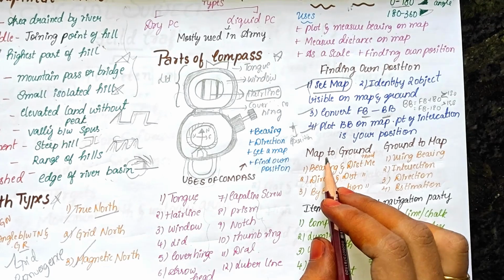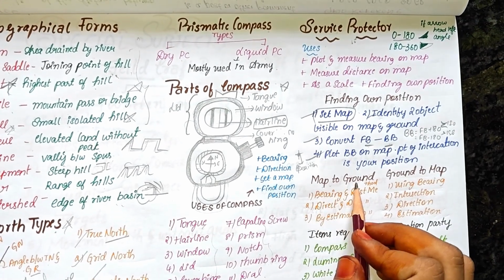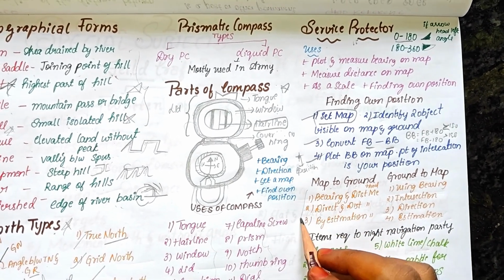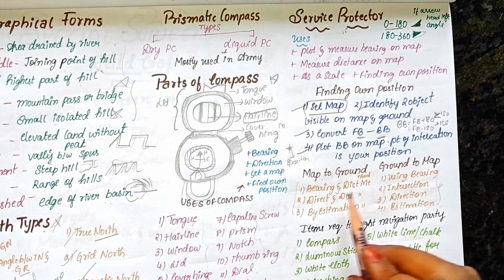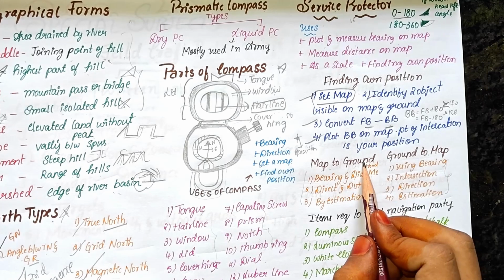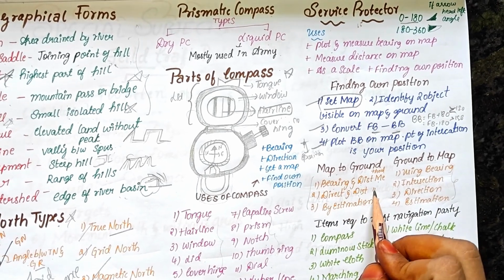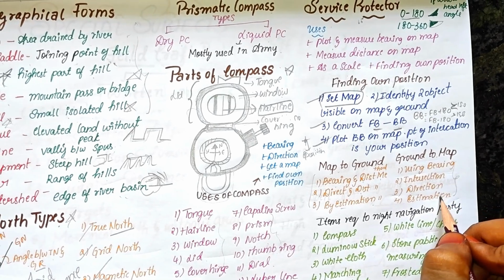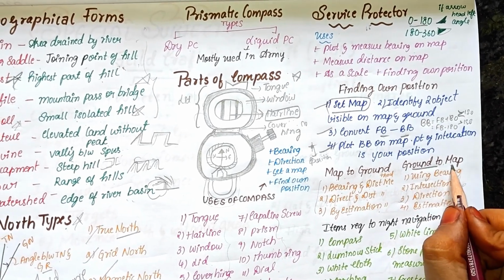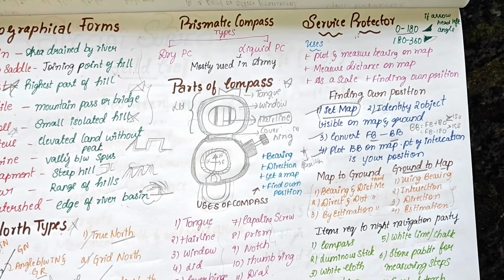Next, it will be of two types. From map to ground, if you have to find the position, there will be three methods. From ground to map, to find the position, there will be four methods. Bearing and distance method, map to ground, direction and distance method, and estimation method. By using bearing, intersection, direction, and estimation, you can find ground to map positions.